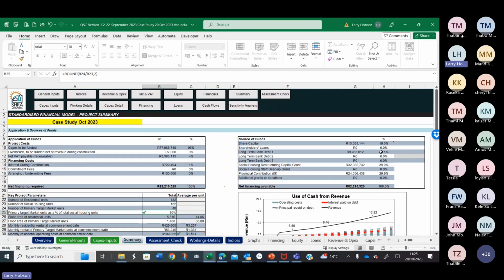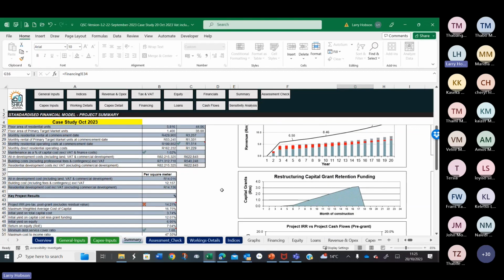At one stage, while setting up the case study, I was getting red on the long-term bank debt. See, we need to borrow 9.9 million in this case, and we have a facility of 15 million. There's our restructuring capital grant and our provincial contribution. So together they make up 426,308.